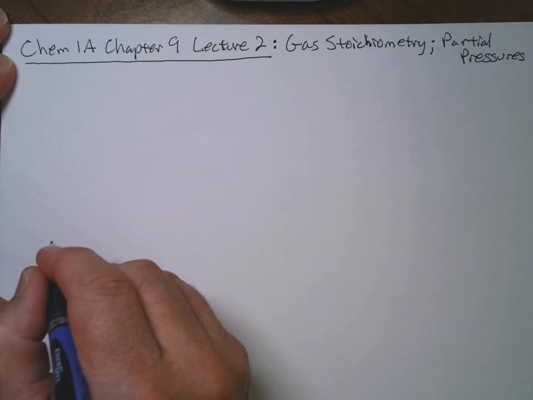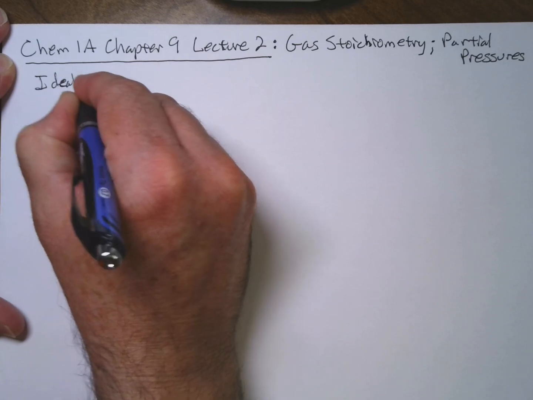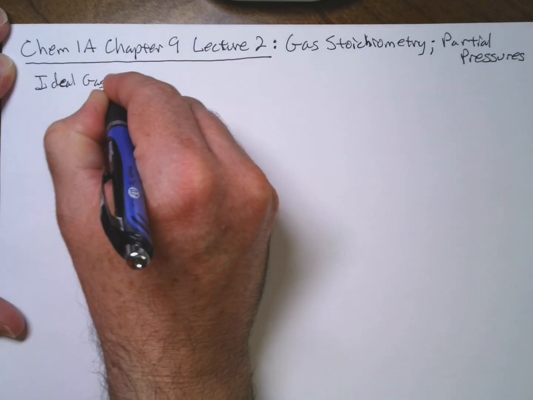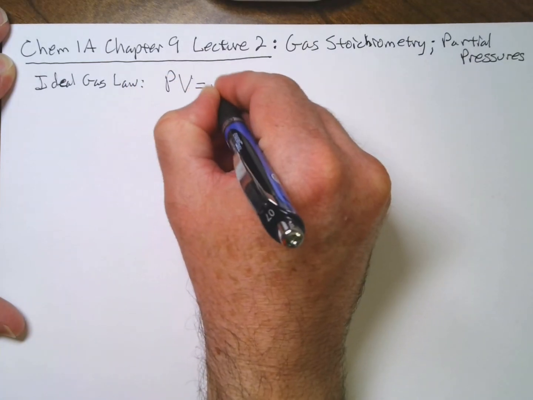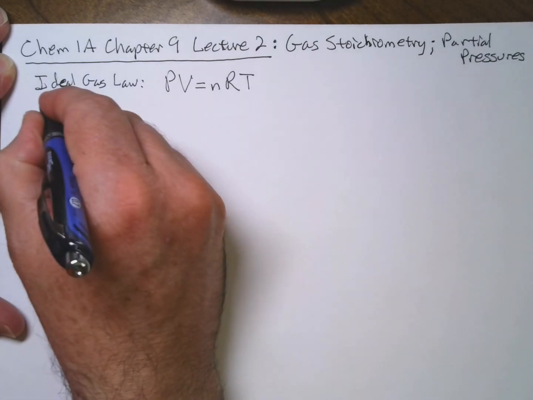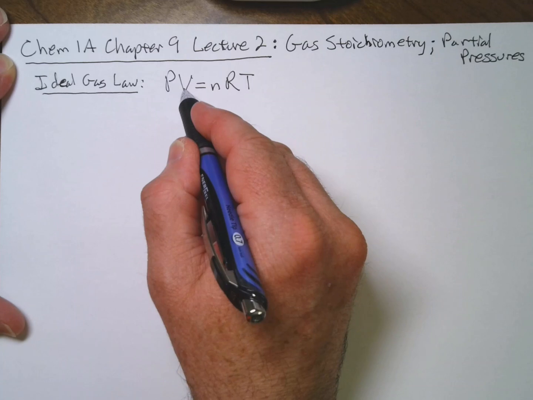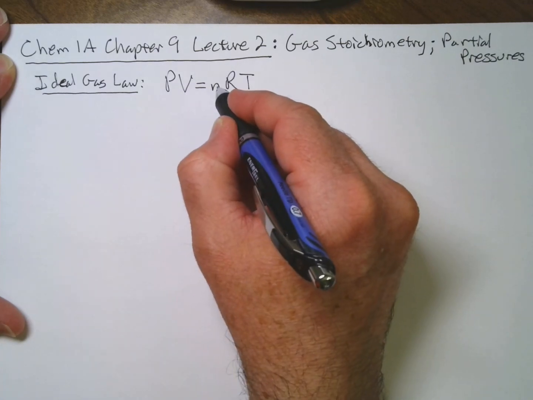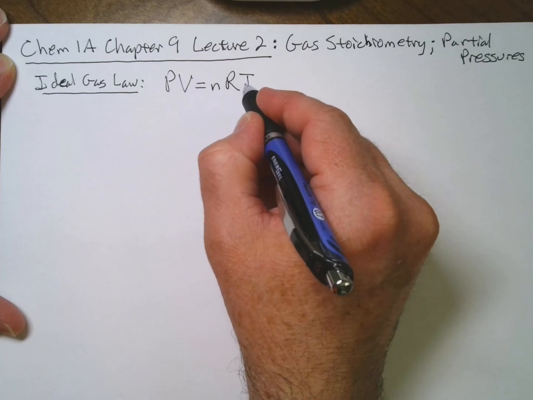Alright, so let's revisit the ideal gas law. And of course that was PV equals nRT. P is the pressure, V is the volume, n is the number of moles of gas, R is the gas constant, and T is the temperature.